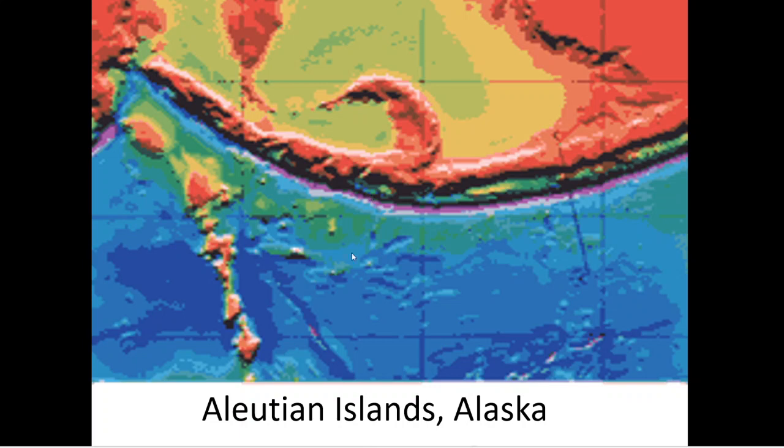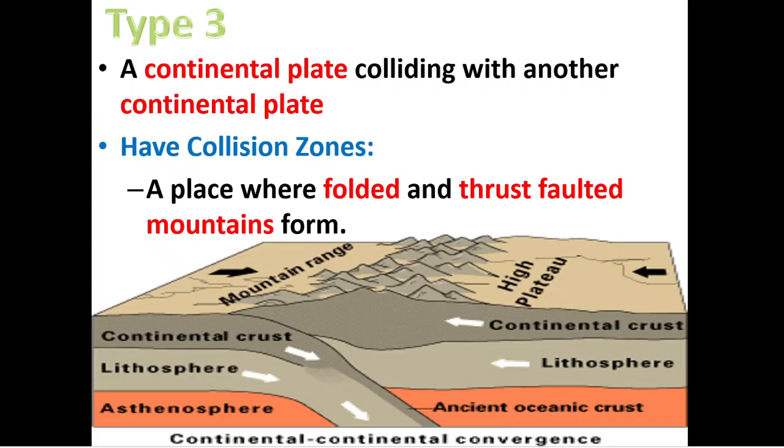All right, and one of the examples is Aleutian Islands in Alaska. We have a really big trench that has formed out there in the ocean. The third type is a continental plate colliding with another continental plate, okay? So we got two of them hitting each other, bam, and they have a collision zone, a place where folded and thrust faulted mountains form. So that's where we get our mountains.